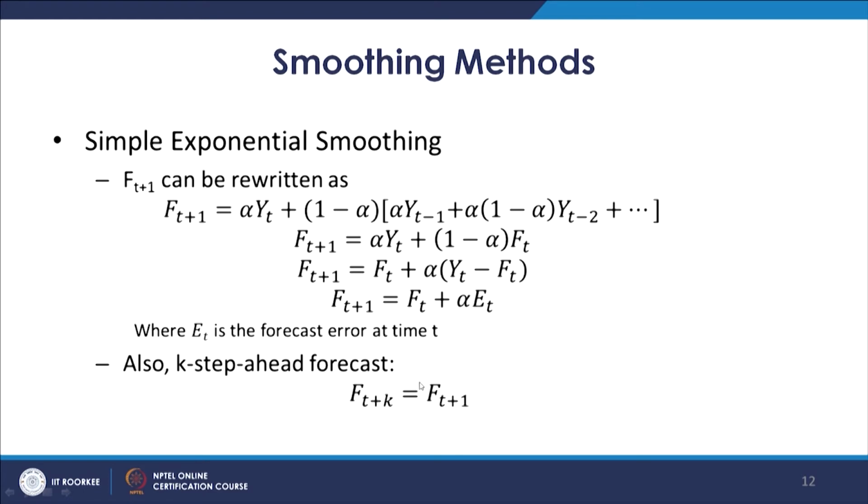Also, we can see here that the k-step-ahead forecast F(t+k) is nothing but F(t+1). The reason being we don't have any further information to improve this forecast. Because of this, all the 2-step-ahead, 3-step-ahead, 4-step-ahead forecasts are essentially going to be the same as the 1-step-ahead forecast if we use this expression, the simple exponential smoothing equation.